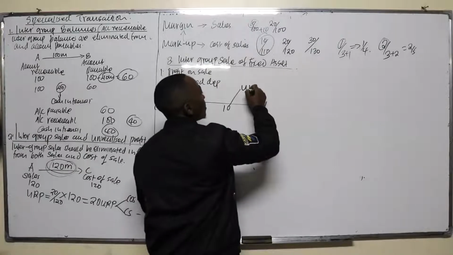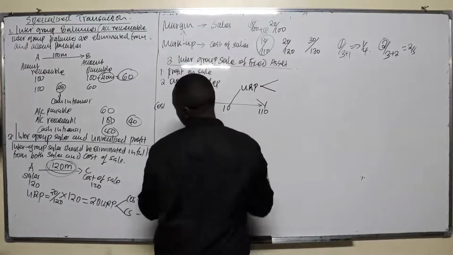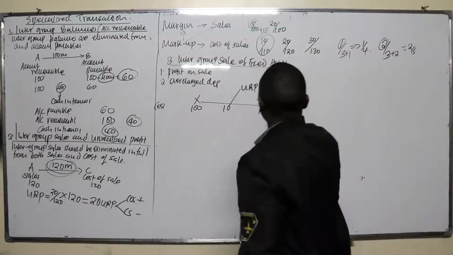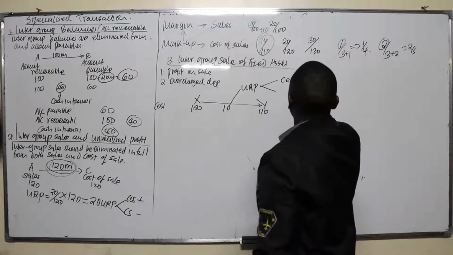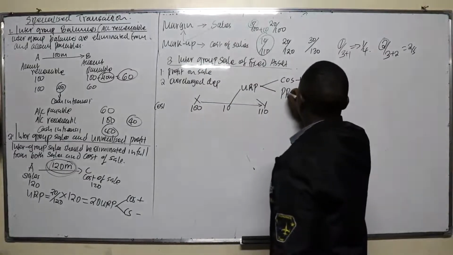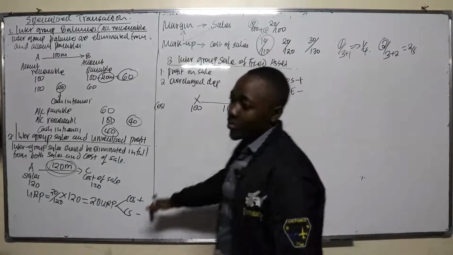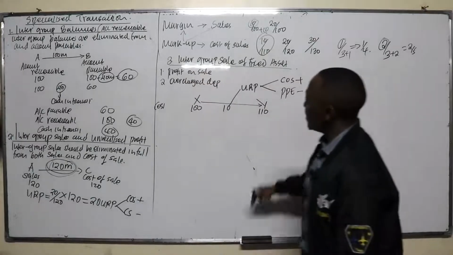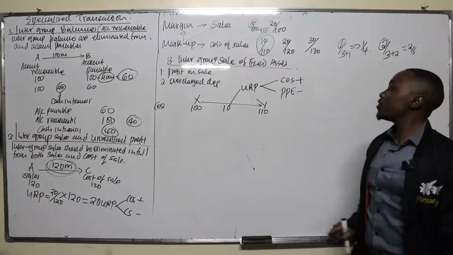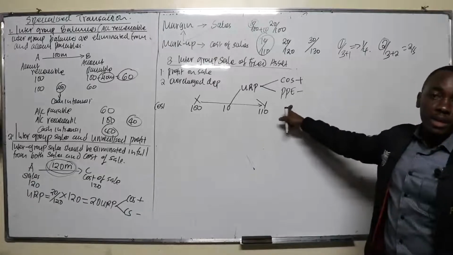How do we account for this unrealized profit? On sale of goods, you added to cost of sales, and you eliminated from what? PPE. This is a sale of goods. But this is a sale of what? Non-current assets. You added to cost of sales, but you eliminated from the PPE.